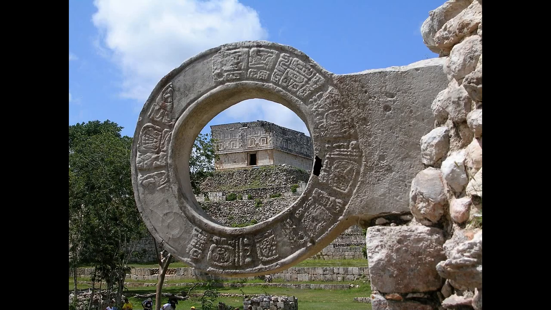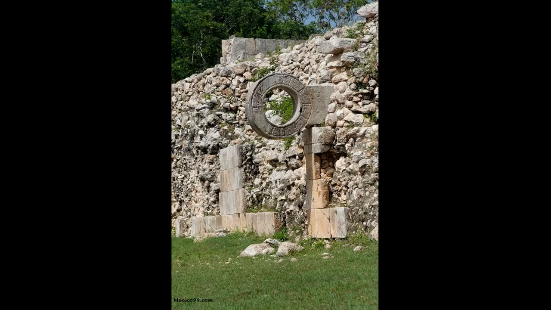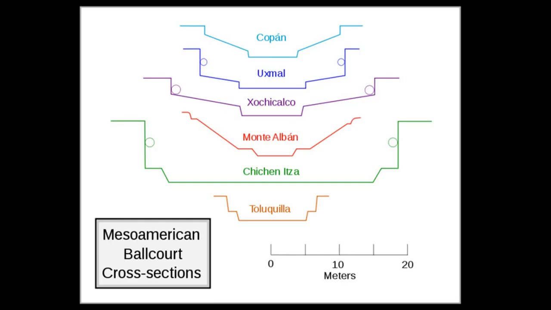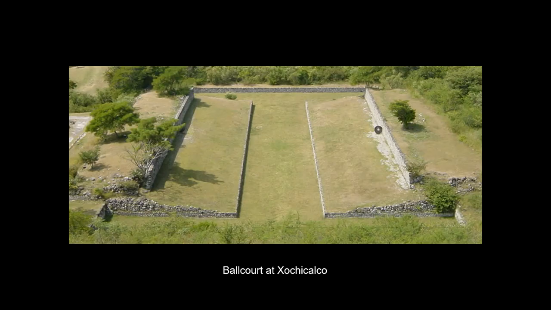A stone hoop is set on edge and set into the apron wall. Some of these hoops are large and pretty low, and some of them are pretty dang high. And every one of these ball courts is different. The ones at Uxmal and Copan are relatively small, but the one at Chichen Itza is just enormous. No one's really quite certain why they're so different.